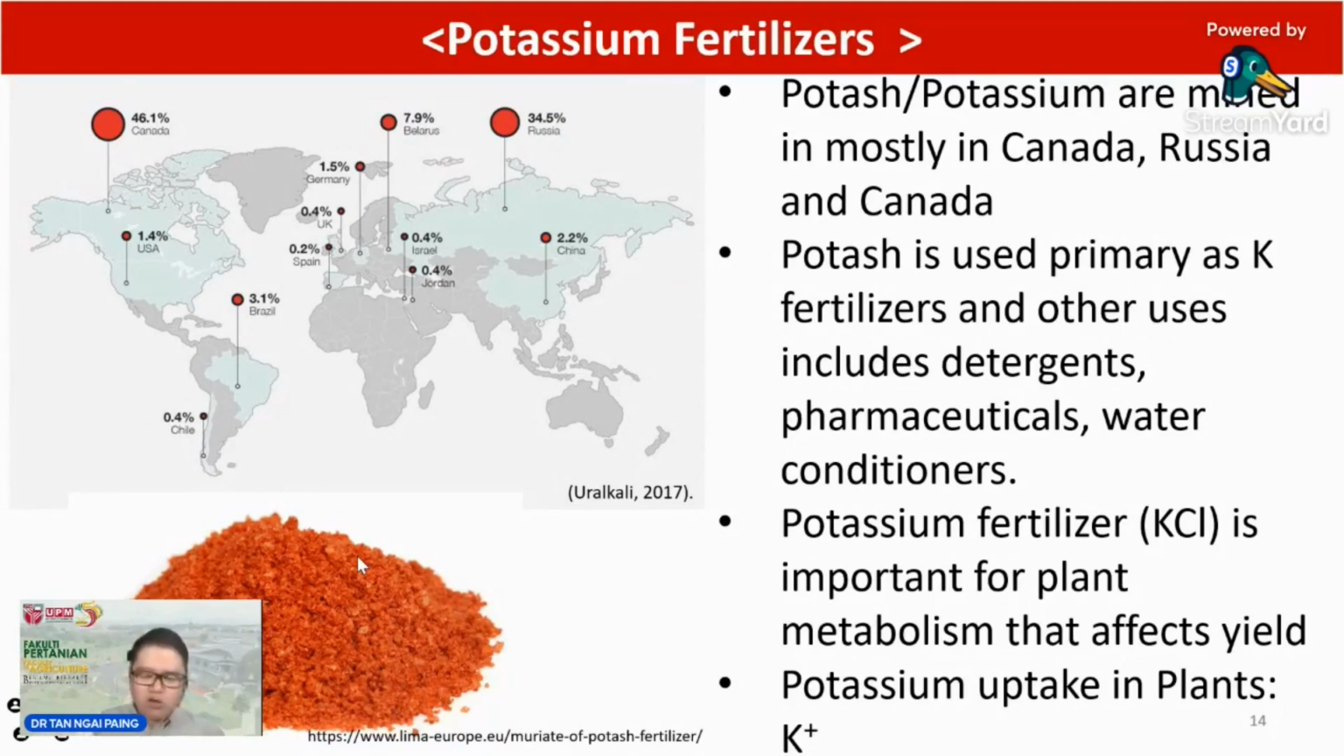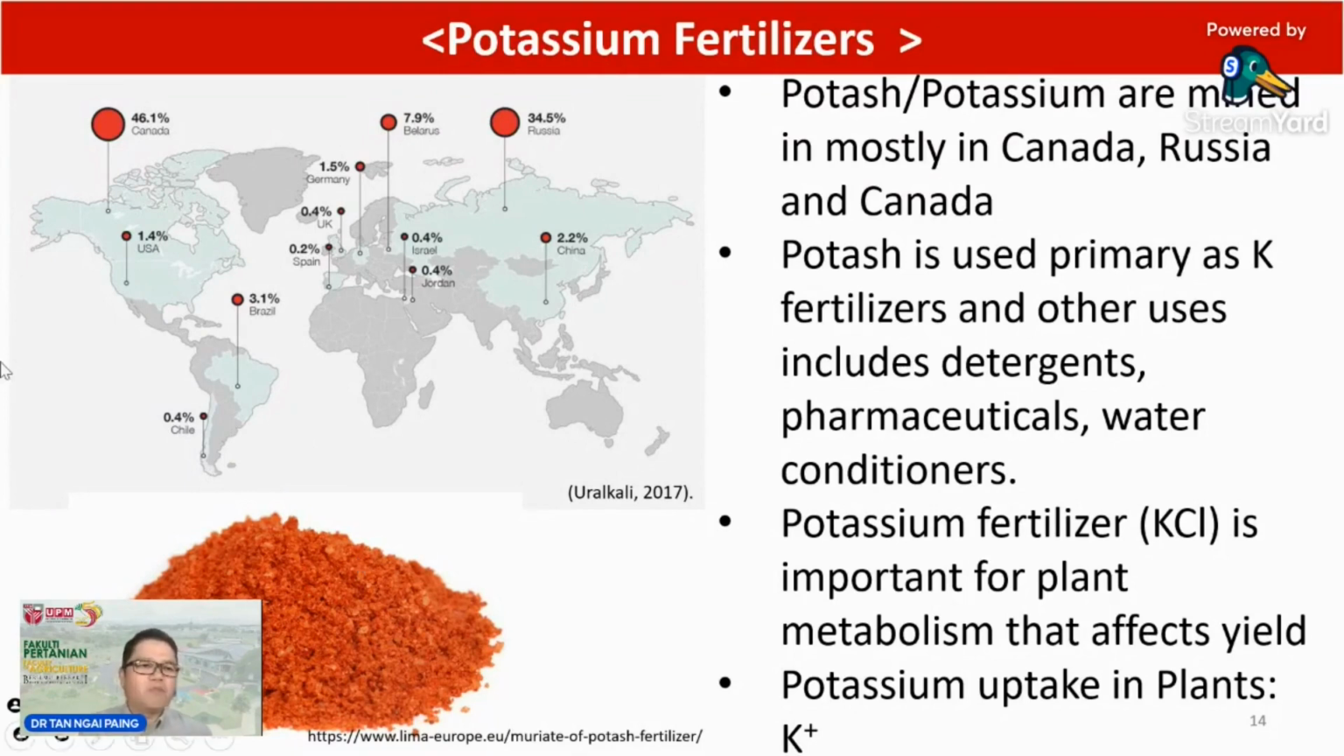And everyone knows KCl is a very soluble substance. So when you apply it, it can be quickly taken up by the plant. So potassium uptake in plants is only in ion K. Once the potassium dissociates in the soil solution, it will become positive and negative, so it can be taken up by the plant immediately.